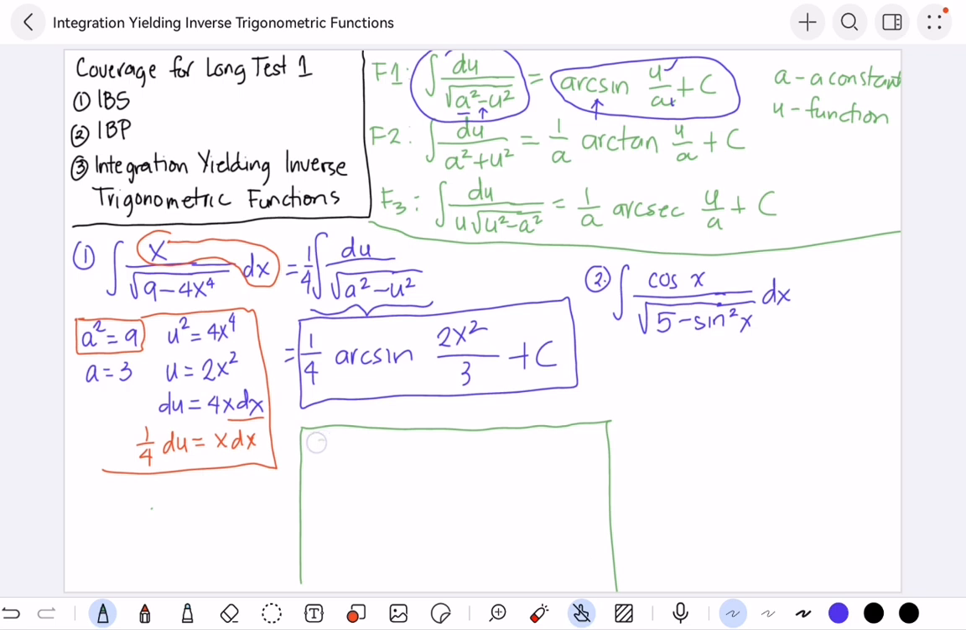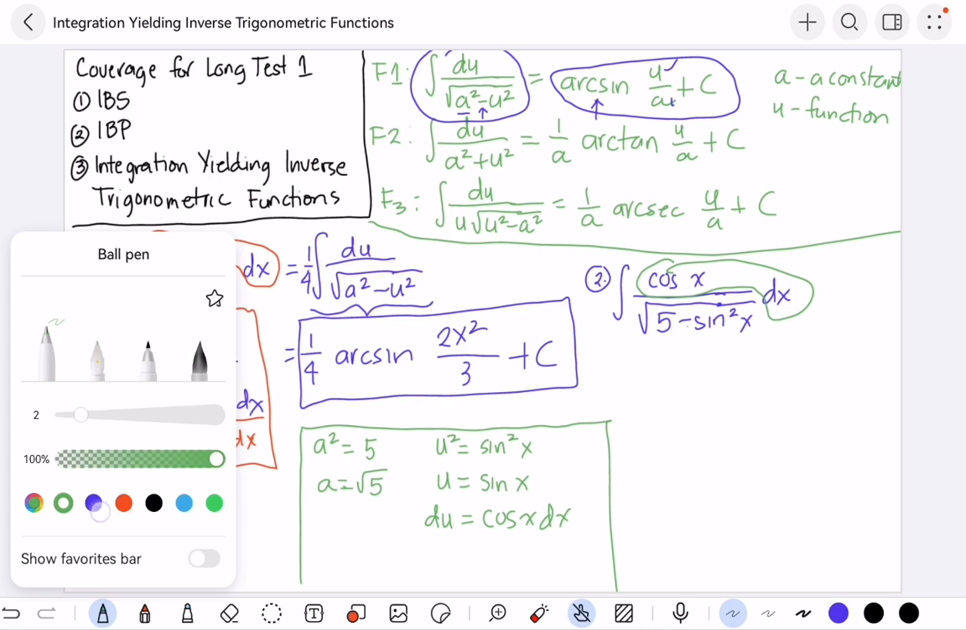First, what is your a square? Your a square is everything before minus. So that's 5. In other words, your a is square root of 5. Then your u square is sine square x, so therefore your u is sine x. And the derivative of u is positive cosine x dx. Luckily, we have here cosine x dx, so we can proceed now with substitution.